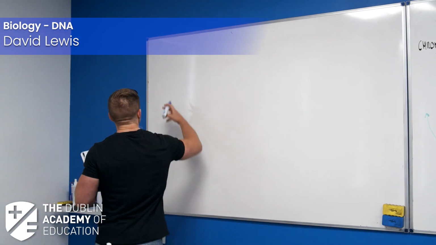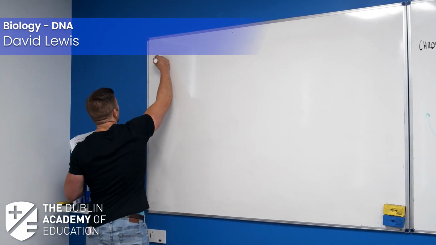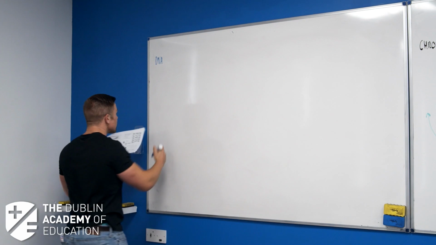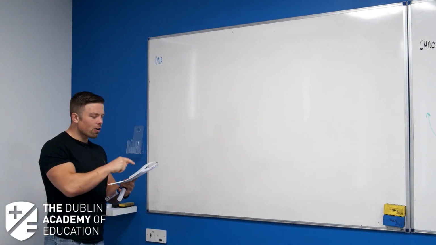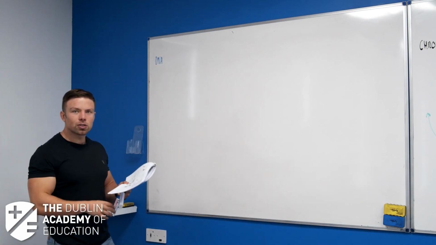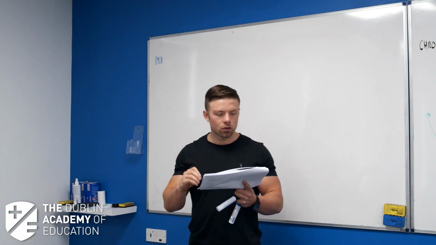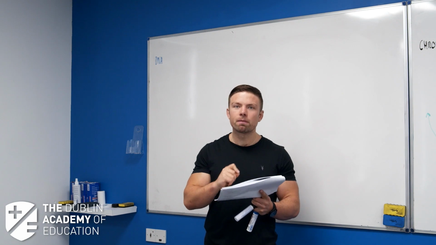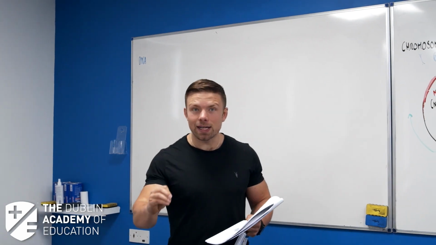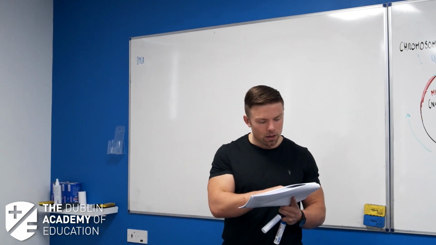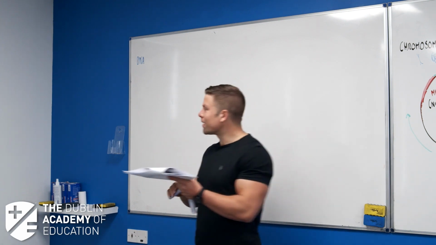First things first, DNA is deoxyribonucleic acid. Deoxyribonucleic acid. You might have to write that down. Do you have to spell it correctly? Absolutely not. But you can see where DNA comes from. DNA. Grand. Now, what do we need to know about DNA?